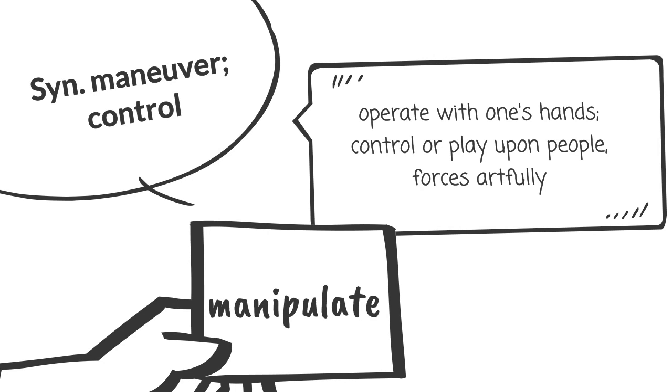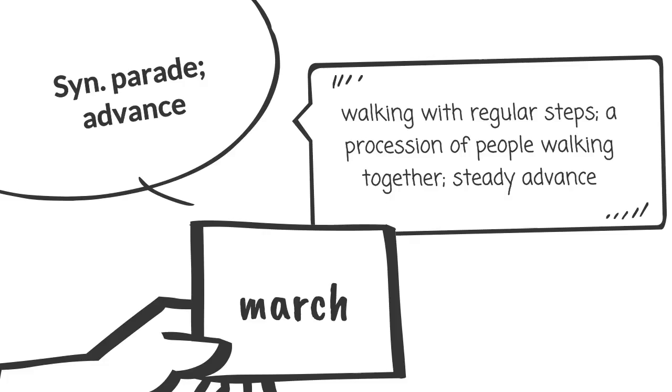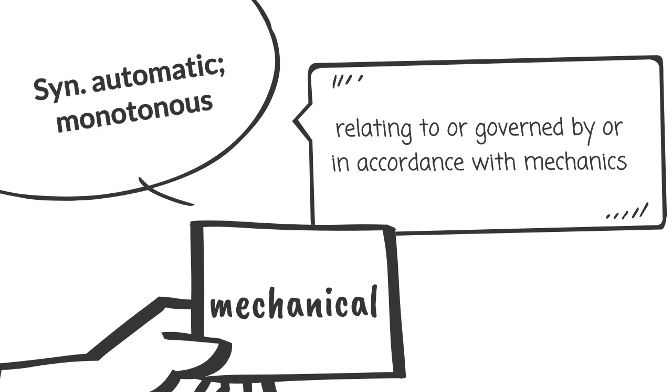Manipulate. Synonym: maneuver, control. Operate with one's hands, control or play upon people, forces artfully. March. Synonym: parade, advance. Walking with regular steps, a procession of people walking together, steady advance. Mechanical. Synonym: automatic, monotonous. Relating to or governed by or in accordance with mechanics.